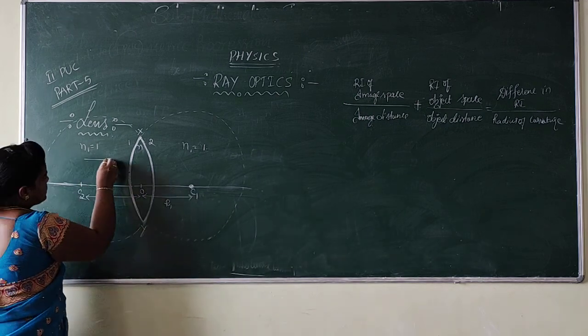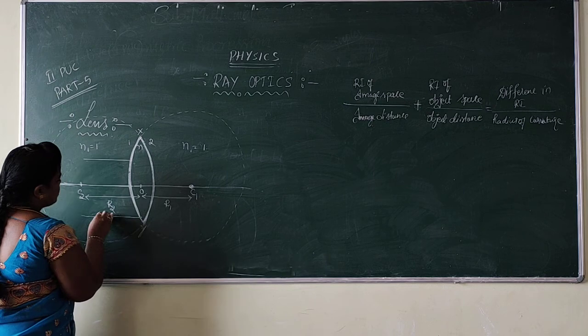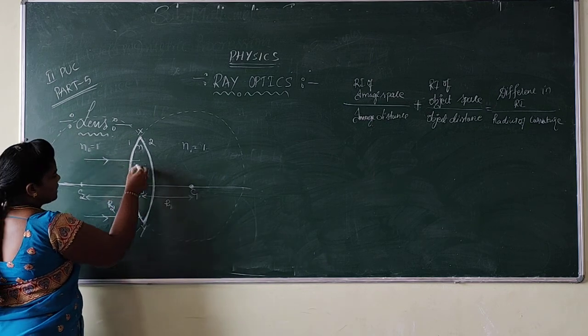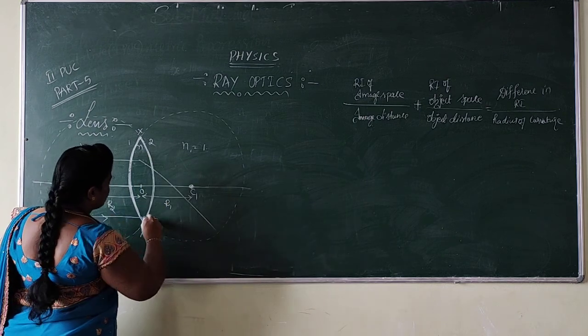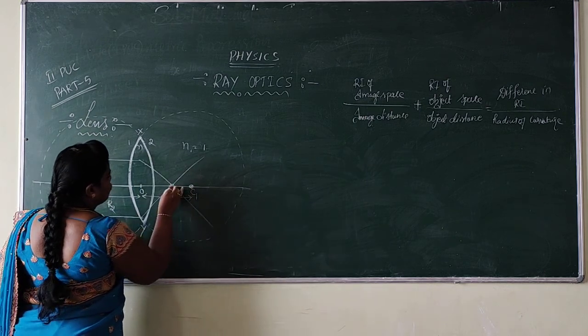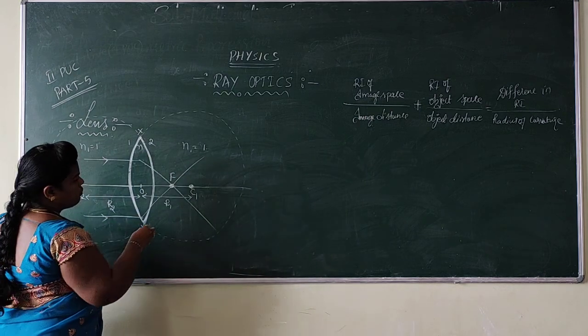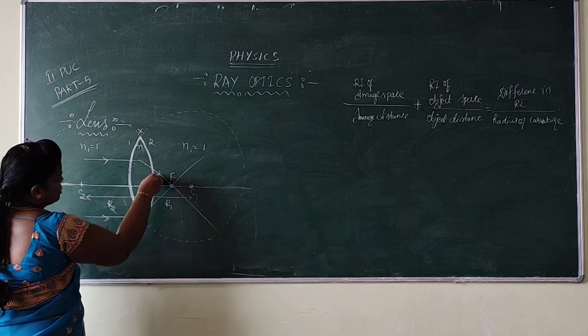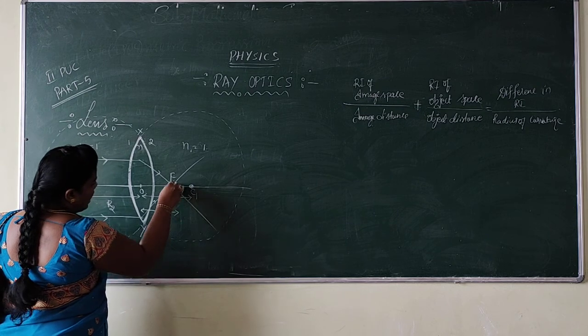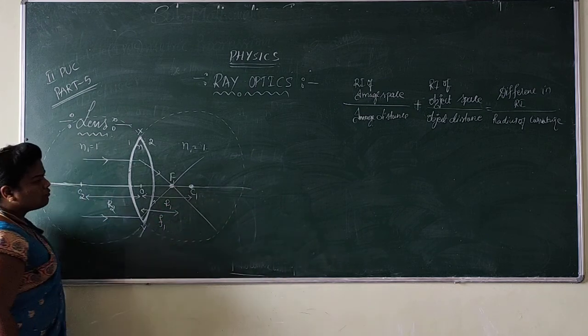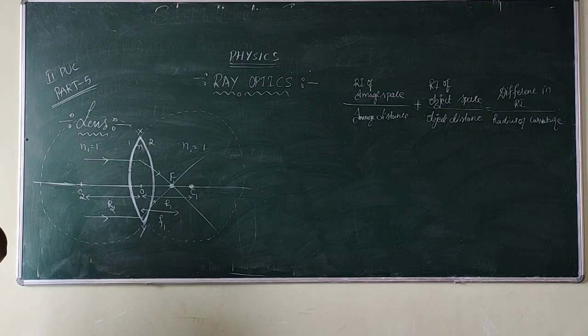Suppose I incident a parallel beam of light on the surface. After refraction, it passes through the principal focus. This is said to be the principal focus, F1. They refract in this way. Then the distance between the optic center and the principal focus is called the focal length, represented by f1. Hope you are getting it, my dear students.